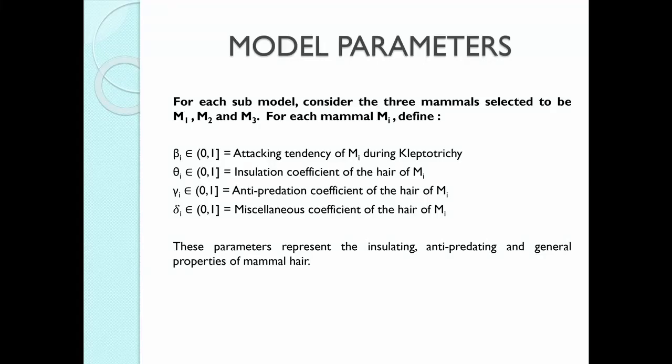The model parameters. For each submodel, consider the three mammals selected to be M1, M2 and M3. For each mammal Mi, we define beta_i to be the attacking tendency of Mi during kleptotrichia, theta_i to be the insulation coefficient of the hair of Mi, gamma_i to be the anti-predation coefficient of the hair of Mi, and delta_i to be the miscellaneous coefficient of the hair of Mi. All these coefficients lie in the interval (0, 1], which is open at 0 and closed at 1.